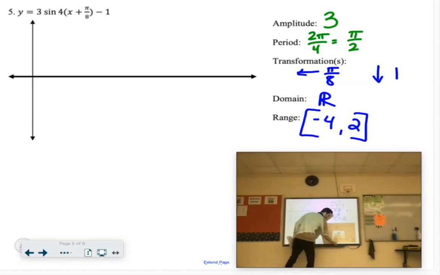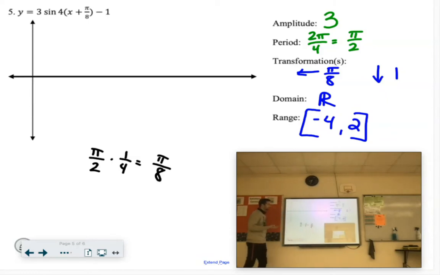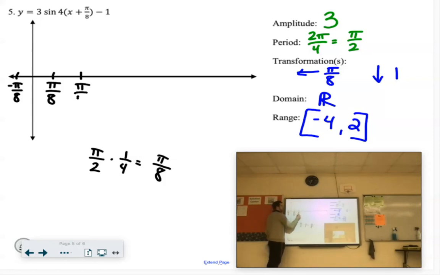That's wild. Now, if we're figuring out our steps, we're going to take our period and we're going to divide it by 4, which is the same as multiplying by 1/4. So we're going to mark off every 1/8 of pi, which is nice because we're shifting to the left pi over 8. So this would be negative pi over 8, and 0, and 1 pi over 8, 2 pi over 8, 2/8 reduces to 1/4. Then we have 3 pi over 8, 4 pi over 8, 4/8 is 1/2, so pi over 2.